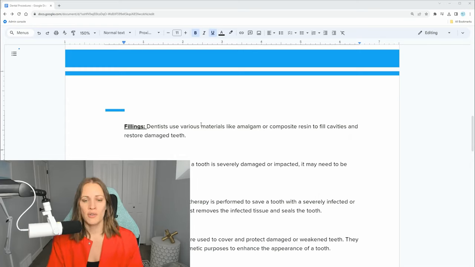So if you know you're booking a filling appointment, you do have to know if it's going to be amalgam or composite because the time is going to be different.